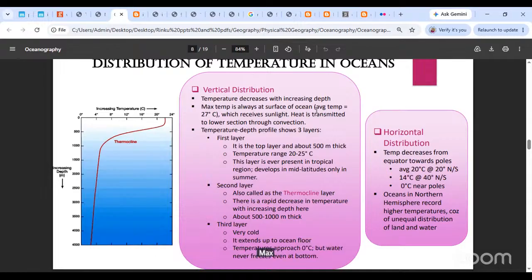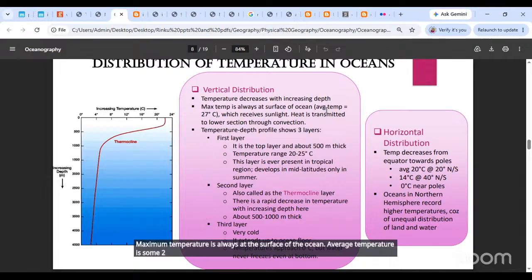Maximum temperature is always at the surface of the ocean. The average temperature is some 27 degrees Celsius, because it receives all that sunlight and keeps that heat, not as much as land usually retains, but a little amount of heat it will get. And then that heat is transmitted to the lower sections.